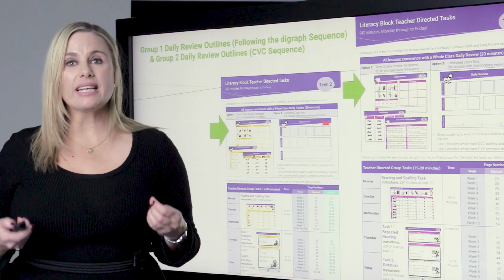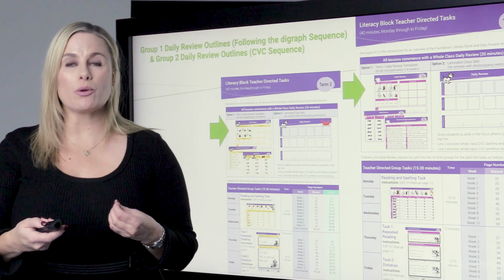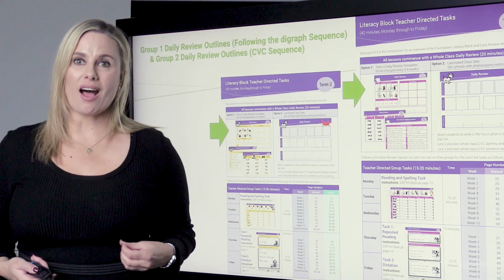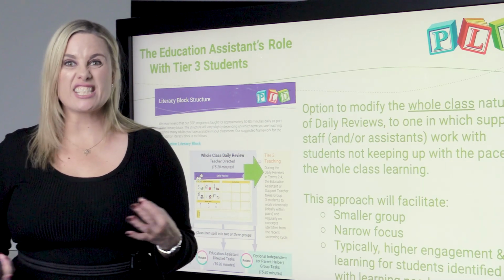Group 2 are slightly delayed. They are working in a term 2, still working and revising with CBC, reading, spelling and writing tasks. The education assistant's role is to work with those tier 3 students.